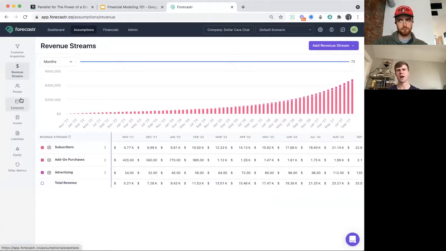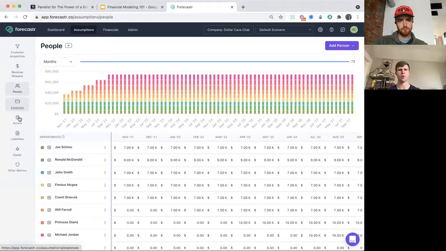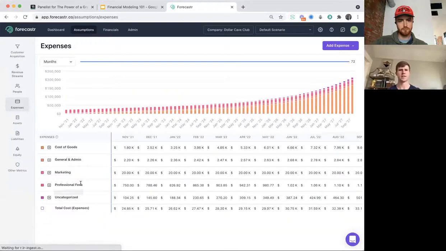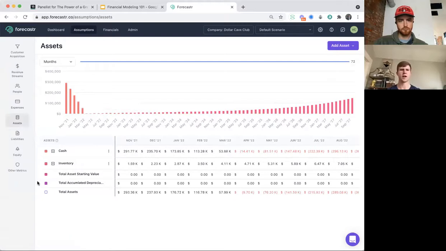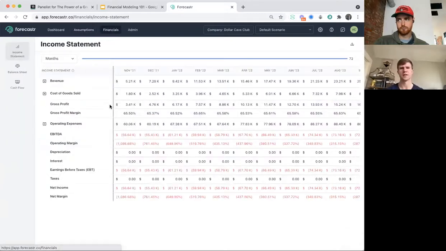For the sake of time, I'm not going to go through everything here, but I'll just note that you've got some expense sections where you can see your people, you can see your other expenses and how that's going to be growing over time. And then you've got your other sections that show your assets, your cash, your liabilities, your equity, all of that stuff. And then all of this is going to feed into our financials. So our 3 statements that we covered earlier in the slide, our income statement, our balance sheet, and our statement of cash flows.